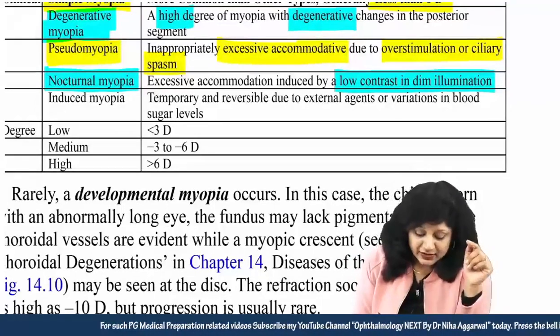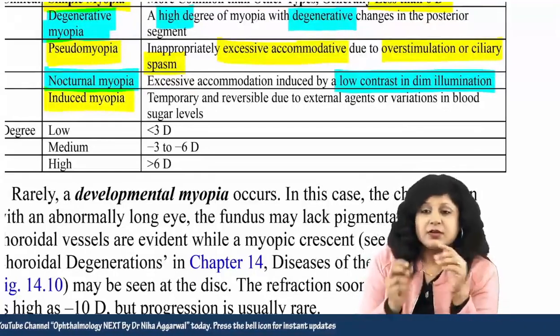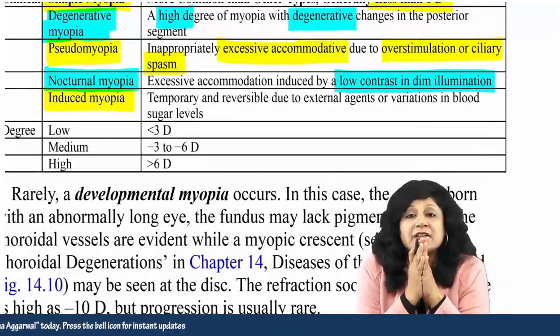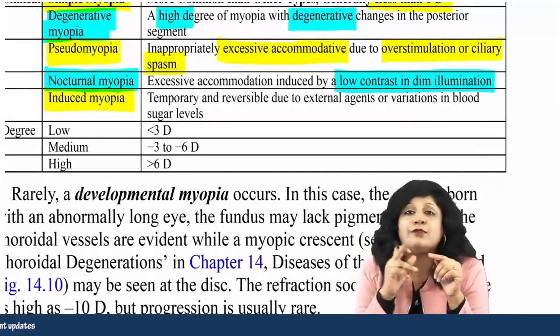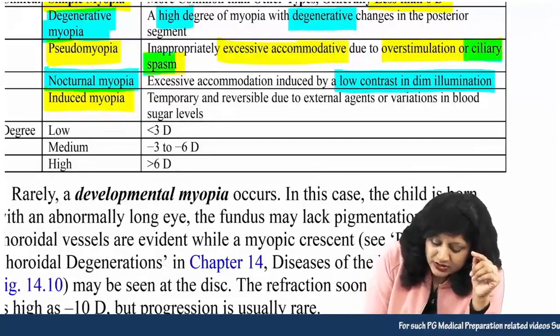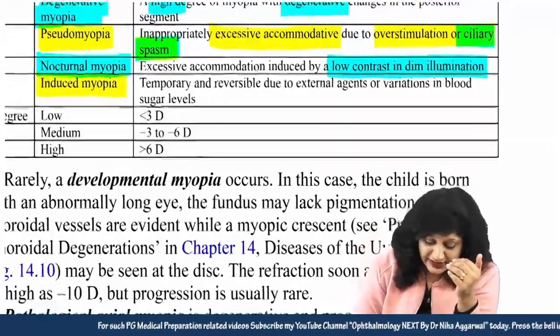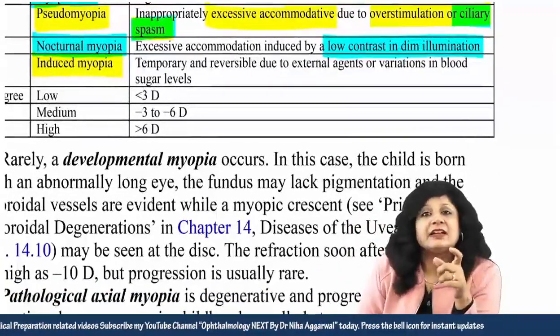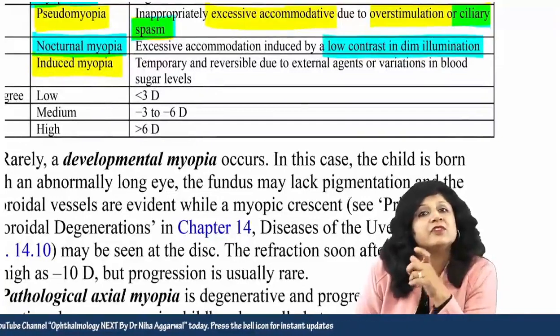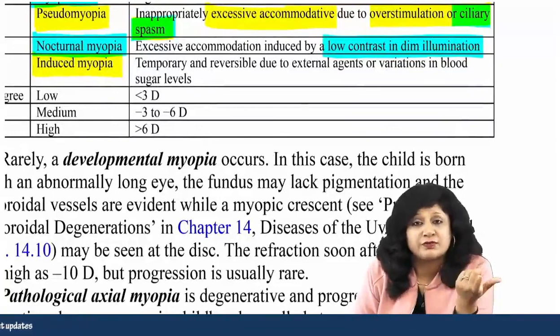Now they are saying that there is something called induced myopia. Induced myopia is also a type of pseudomyopia, because they are saying that we have the ciliary spasm. So this is also induced myopia, but they have given it separately nevertheless. They are actually correlating it with the blood sugar levels, like what we get in cases of diabetes, the fluctuation of the refractive error.